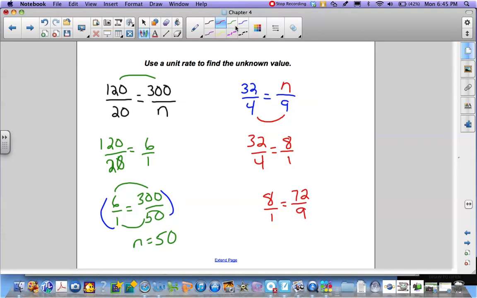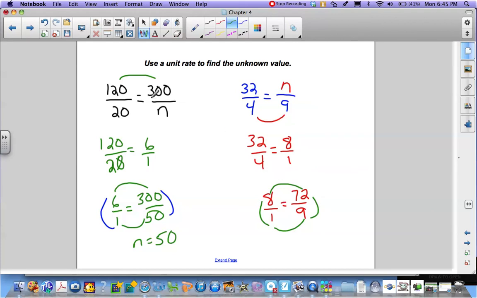And again, I'm going to check my math by looking at those relationships. 1 times 9 is 9. 8 times 9 is 72. Okay, there's that relationship between the ratios, or within: 1 times 8 is 8. 9 times 8 is 72.